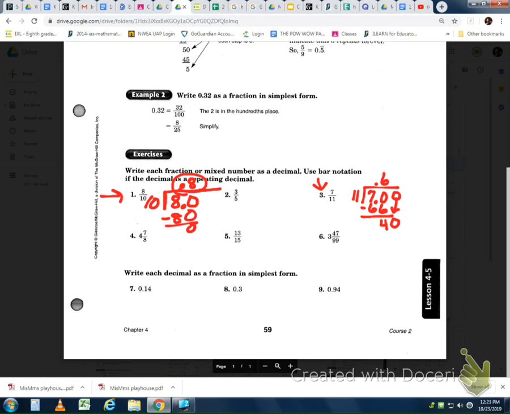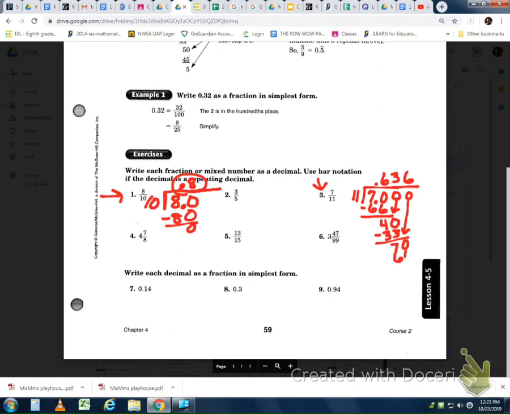How many times will 11 go into 40? 3. So that's 33, and what's left over? 40 minus 33 is 7. And when I bring down that 0, look what we've got. 11 into 70.